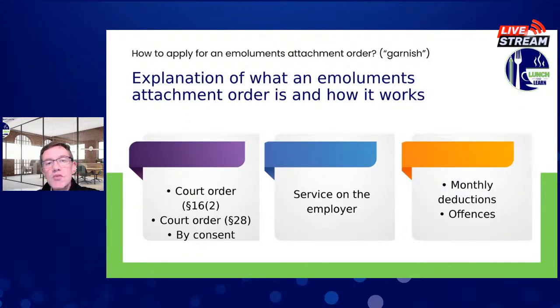So in basic terms, what is an emolument attachment order? An emolument attachment order is basically a court order, either in terms of section 16.2 of the Act, or section 28. So that's a court order, or it could also be by consent. But the bottom line is that there should be a court order that was made.